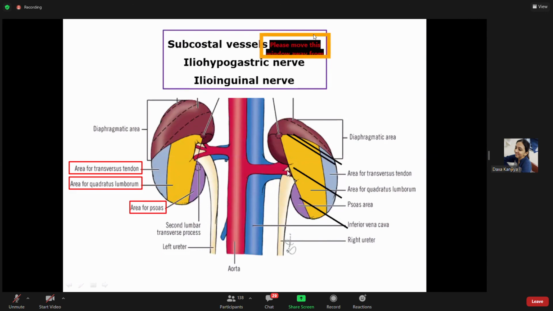Then nearer to the hilum, from the medial border of the quadratus lumborum, there is emerging point of the iliohypogastric nerve. And then in between the psoas major muscle and quadratus lumborum, there is emerging point of the ilioinguinal nerve. So the posterior surface above downward is related with the three nerves, subcostal vessels and nerve, iliohypogastric nerve and ilioinguinal nerve. So the posterior surface is related with the three muscles from medial to lateral, psoas major, quadratus lumborum and transversus abdominis, and above downward three nerves.